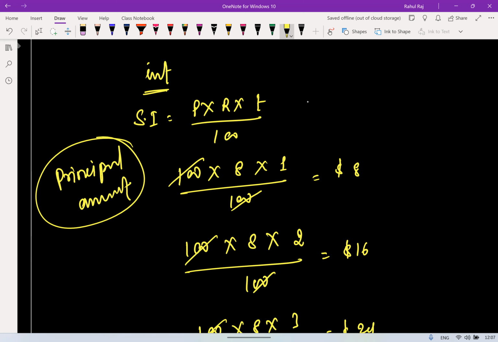Now it doesn't work at all. Now it's all compound interest. So what is compound interest? Compound interest happens like this: let's say you have put $100 in the bank account. In the first year, you have got an interest of $8.